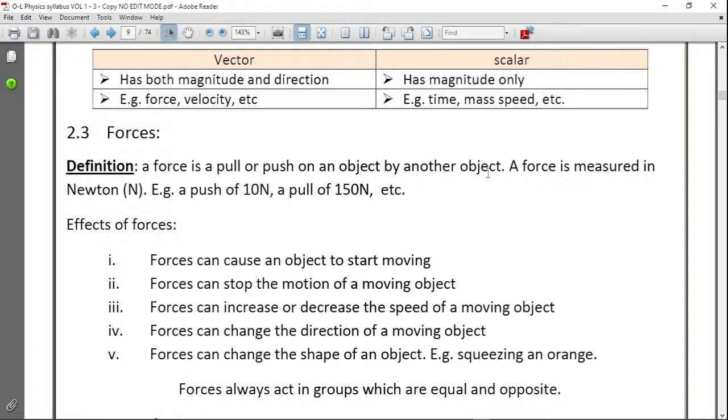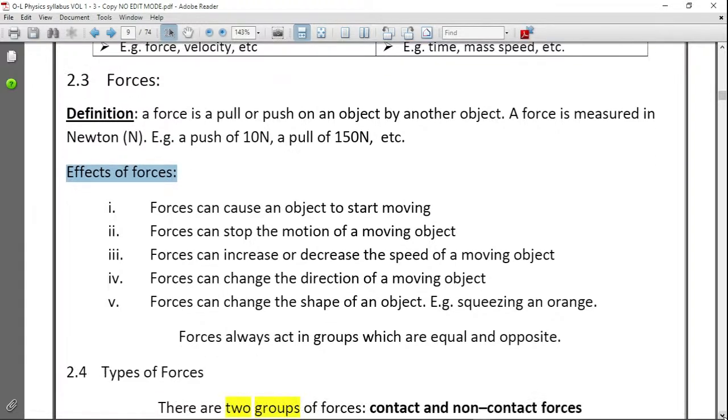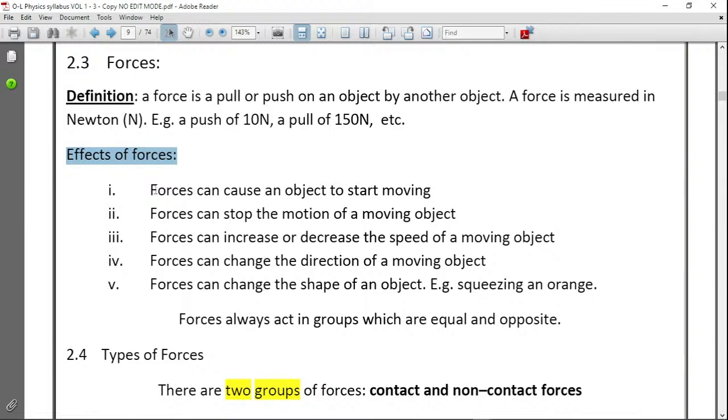So a force is measured in newtons. So the SI unit for force is the newton. For example, a push of 10 newtons is a force, a pull of 150 newtons is a force, and so on. And they always ask also for the effects of forces. What are the effects of forces? Forces can cause objects to start moving.